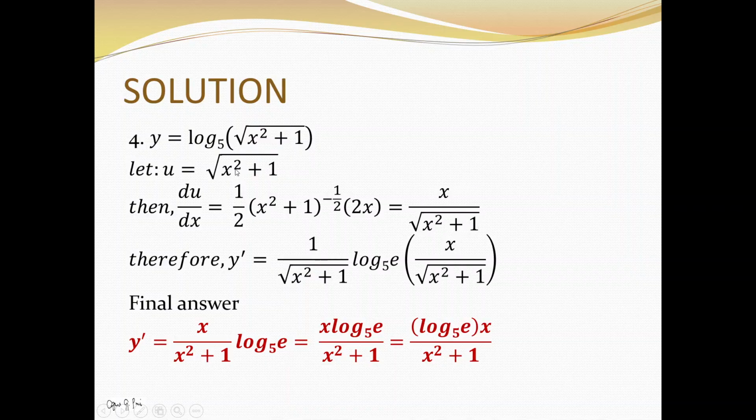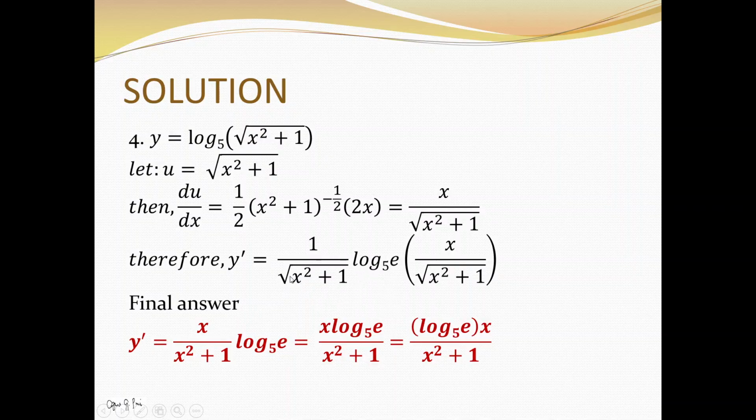Then for the given function, we can now find the derivative of y, and this is 1 over u to be multiplied by the constant log of e to the base 5, and then multiplying with the derivative of u. This is our derivative of u. And then we can simplify this by multiplying the numerator, so x times 1, and then multiplying the denominators of the same base, so we have to add exponents. Therefore, this is simply x.